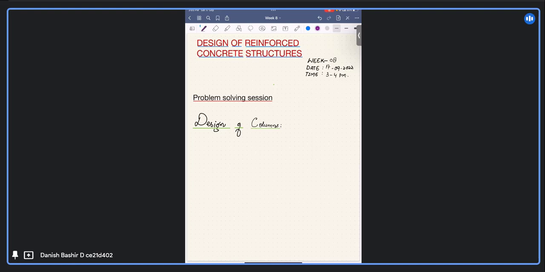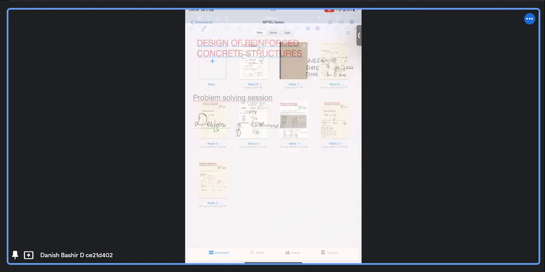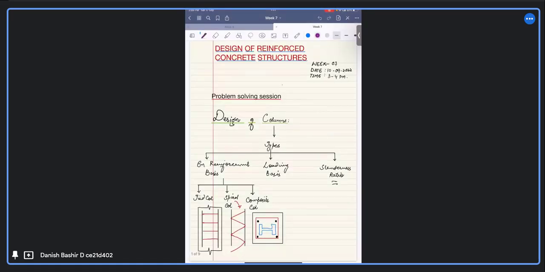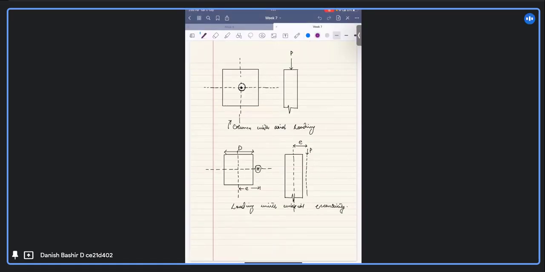So in the last lecture, I told you that there can be types of columns depending upon the eccentricity of the loading. For example, if it is along the centroid of the column, then we will treat it as an axial loading. But if the load is not acting along the centroid of the column section, but has some eccentricity with respect to either one axis or both axes, then we will have to consider the moments that will come due to this eccentricity.